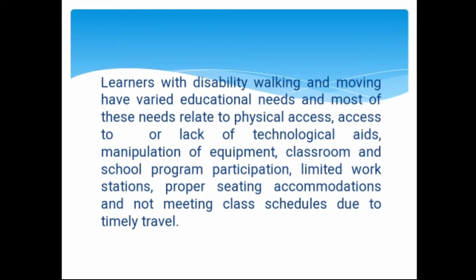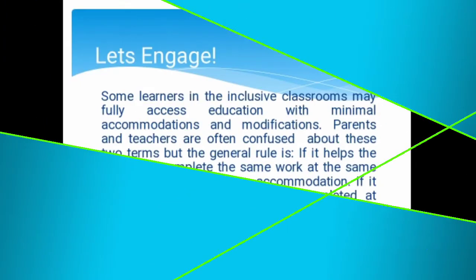The intended learning outcome of this chapter is to make an IEP, or what we call an individualized educational plan, that matches the educational needs of learners with difficulty walking and moving. Alright, so now let's engage.